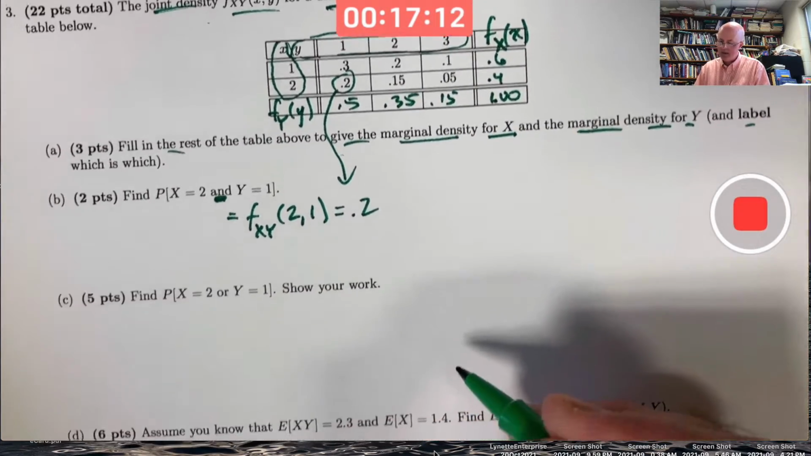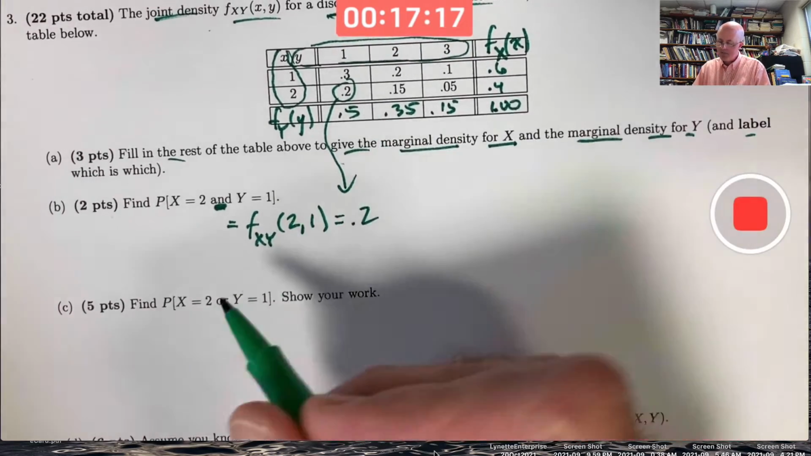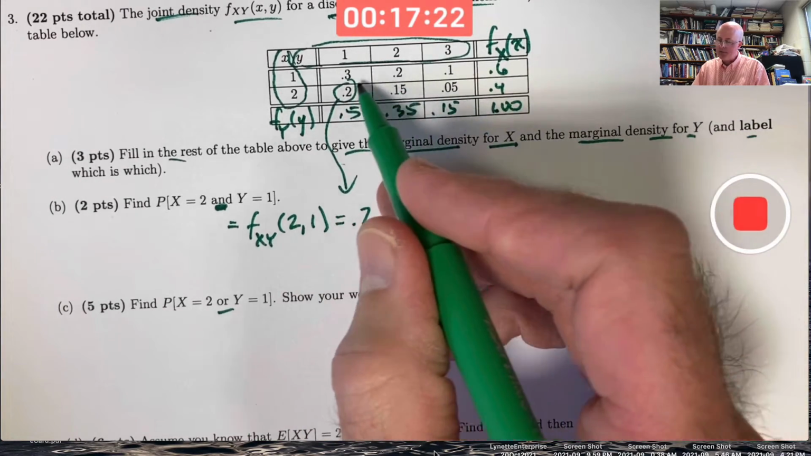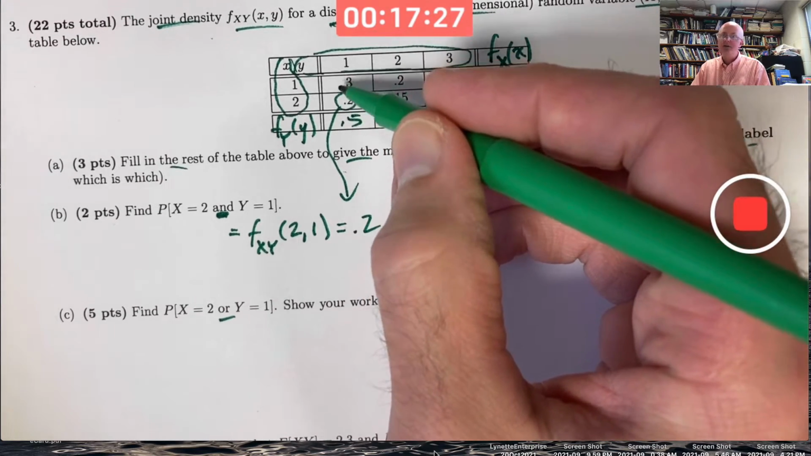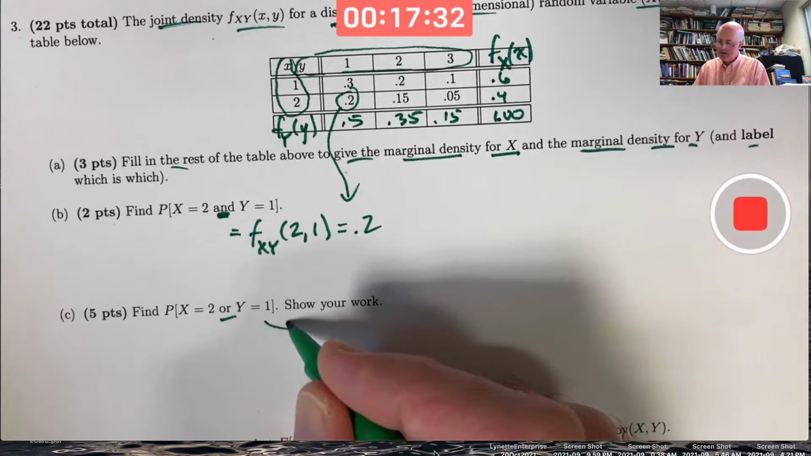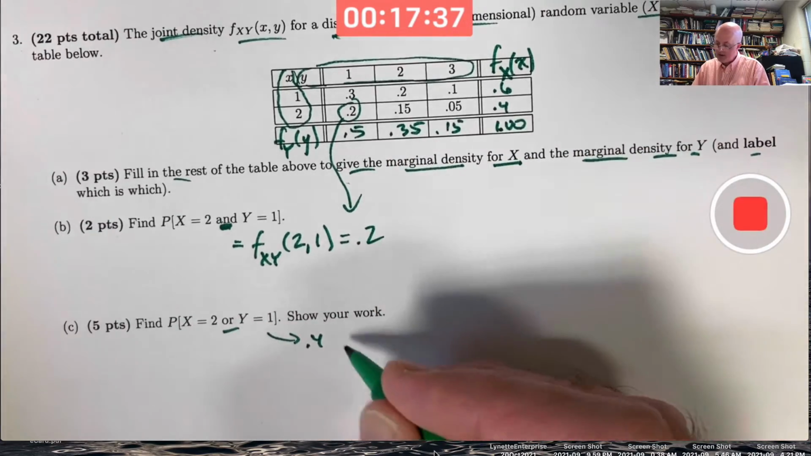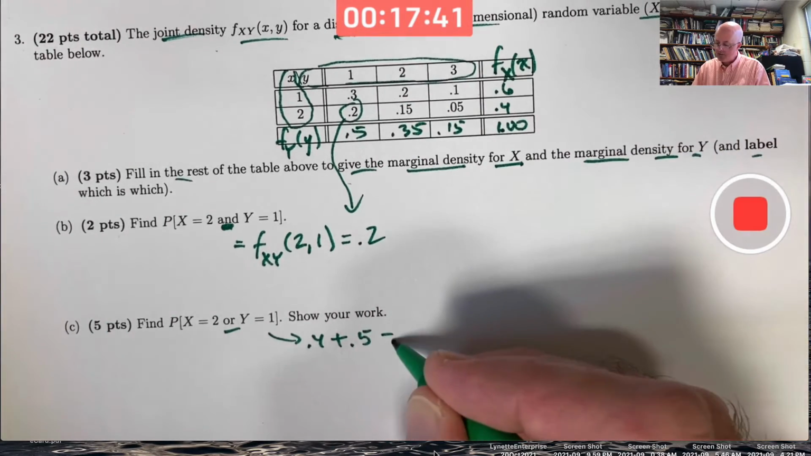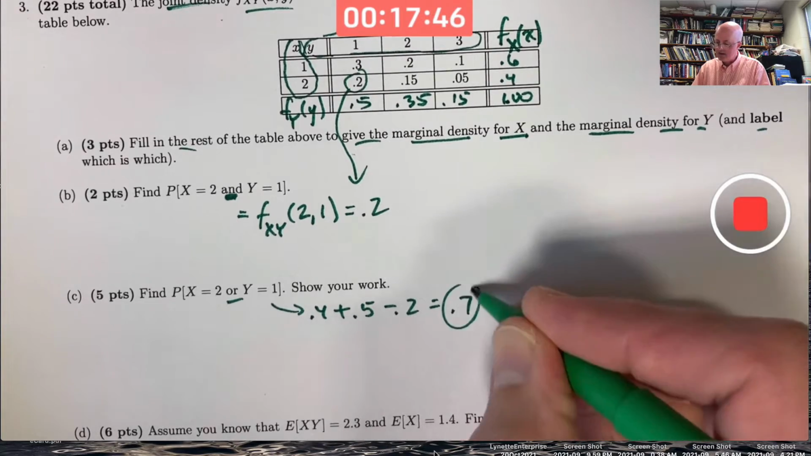That's pretty easy. So it's a little trickier. I could think about it in a couple ways. I could think about x being 2 or y being 1, meaning I have to add up the probabilities in this row with the probabilities in this column, but don't double count. So it's really the same thing as this number, 0.4, the sum of the numbers in this row, plus 0.5. Don't double count this number, though. We need to subtract it off. 0.4 plus 0.5 minus 0.2 is going to be 0.7.